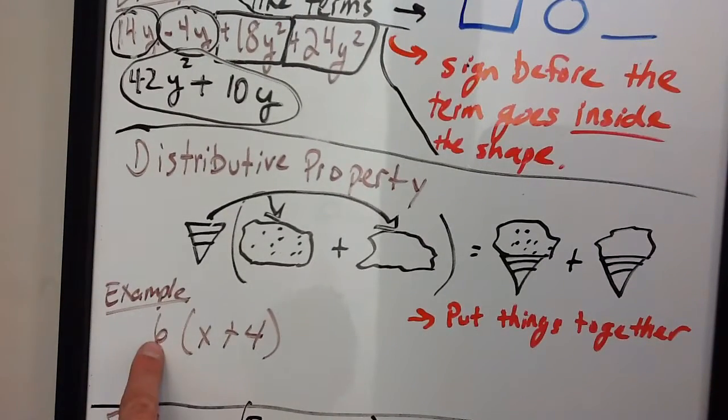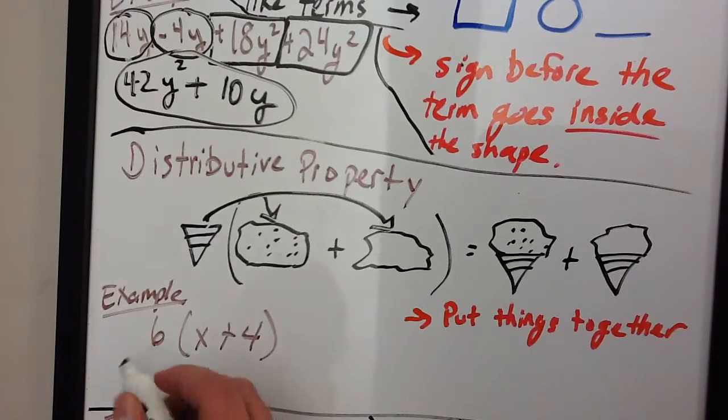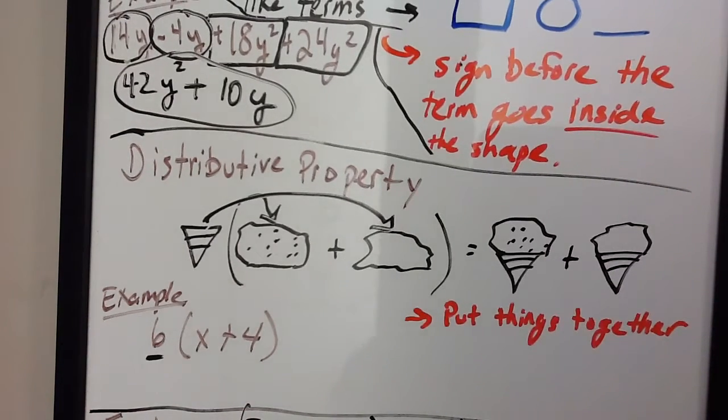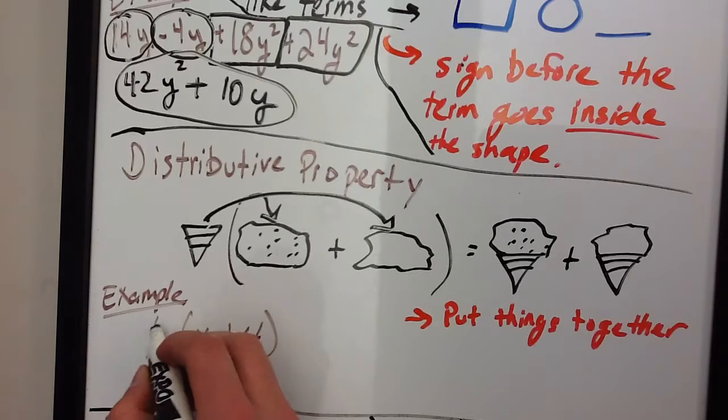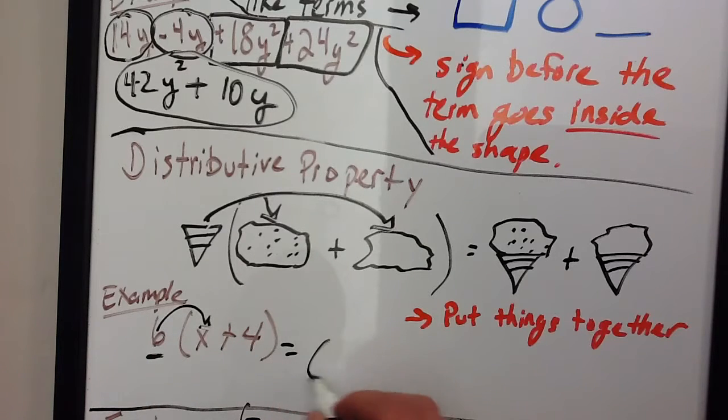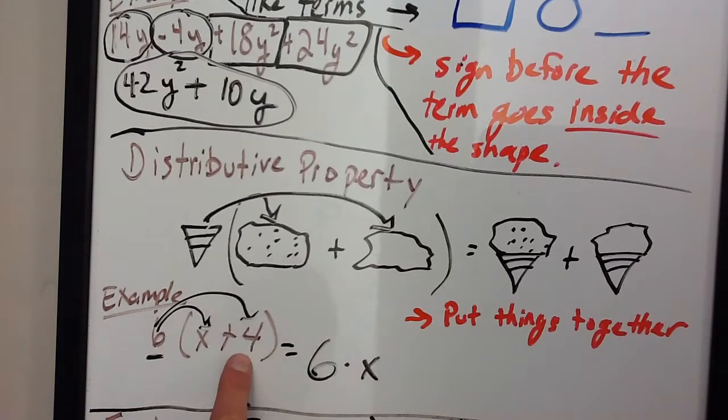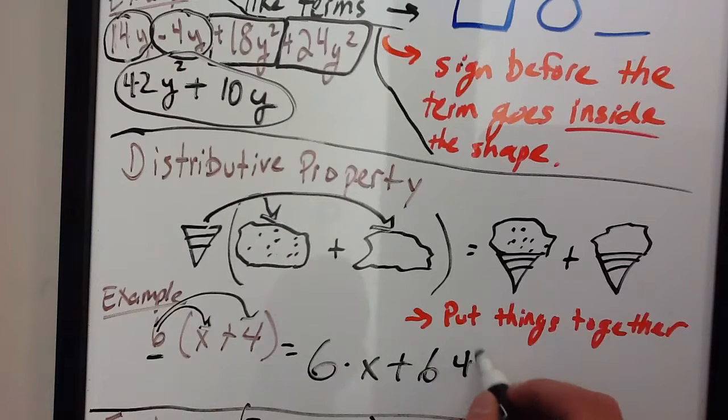If we have 6 times the expression x plus 4, what we're going to do is multiply the number in front of the parentheses times both of the terms inside the parentheses. So we're going to multiply it times 6. So I have 6 times x, and then I have 6 times 4, that's a positive 4.